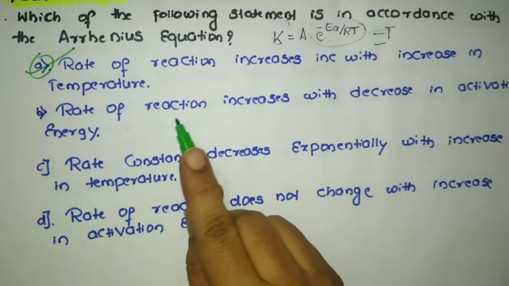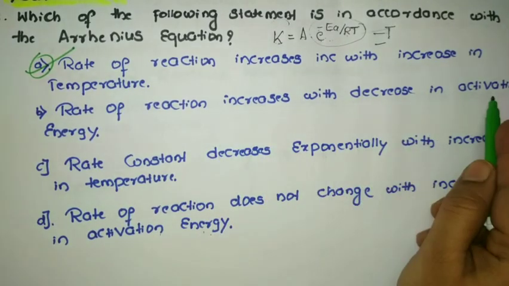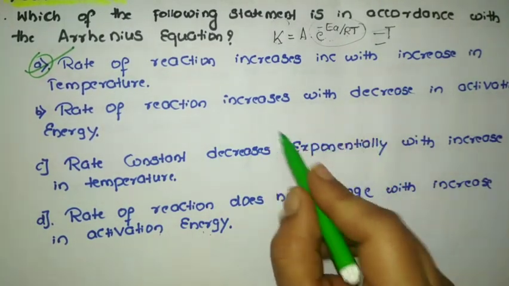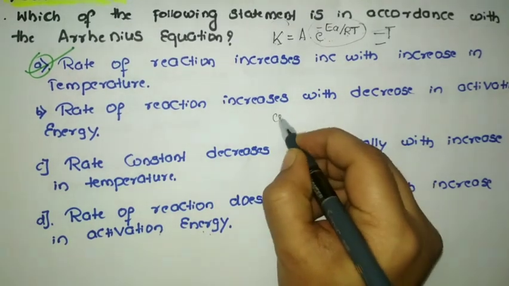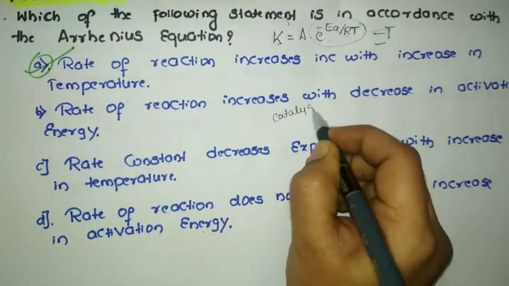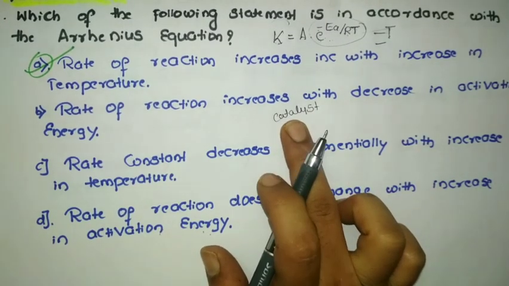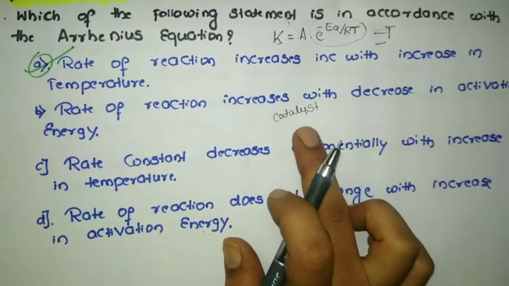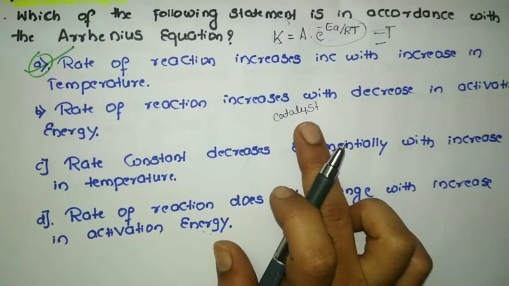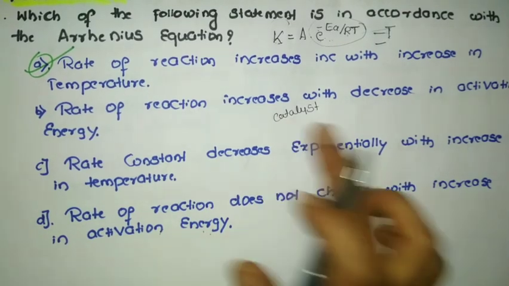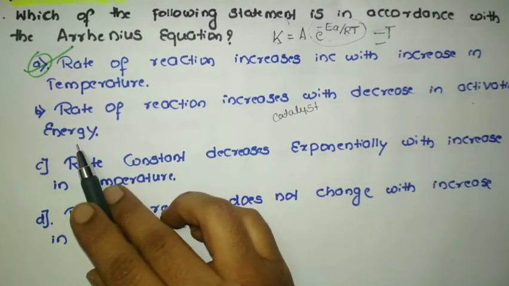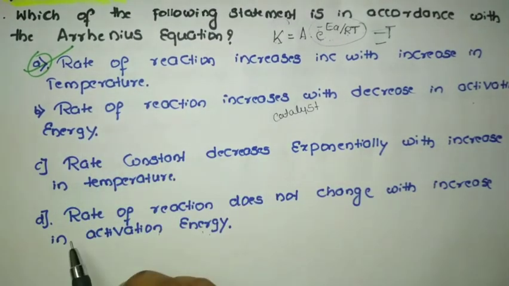Then, the rate of a reaction increases with a decrease in activation energy. This comes in the case where a catalyst is used. The main role of a catalyst is to speed up the rate of a reaction by giving an alternate path. If a catalyst is used, the activation energy will be low. That is the point you have to concentrate on.